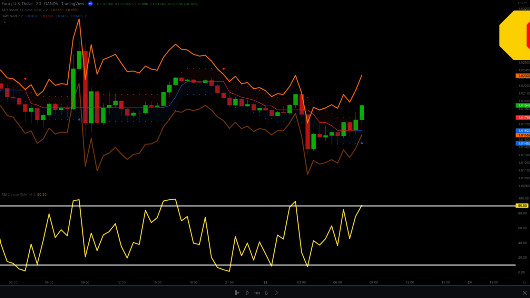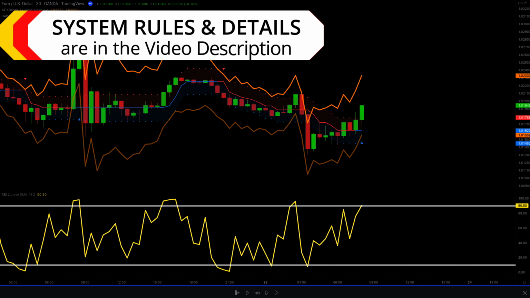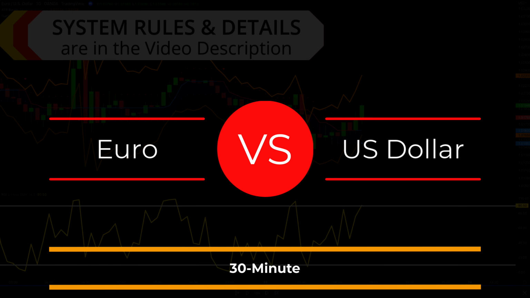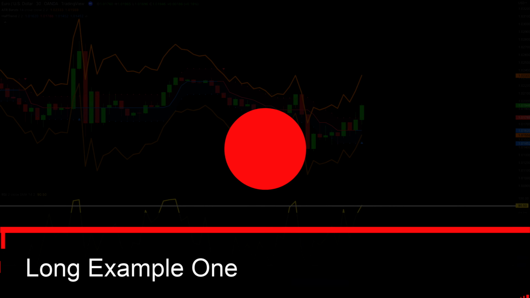Back to my system. As always, rules and details are listed in the description below. This chart is Euro versus the US dollar 30-minute Japanese candlesticks.